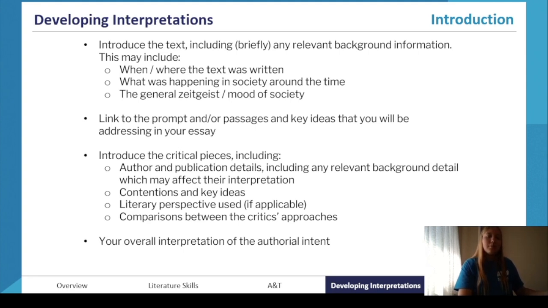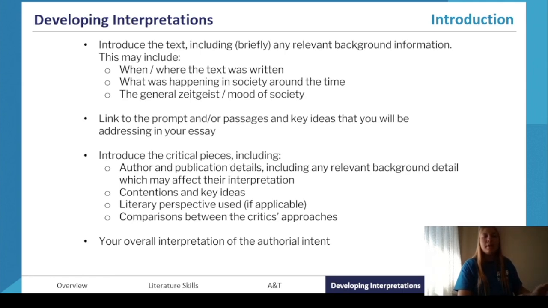And then link this to the prompt, what the prompt is asking you to do, and potentially the passages and key ideas that you will be addressing in your essay. Definitely linking to the prompt is something you should have in your introduction, and I've listed them in such a way because you're quite flexible with how much you want to link to the passages, if at all, in your introduction. Definitely want you to link in your key ideas in your introduction, though, as part of linking to the prompt, of course.